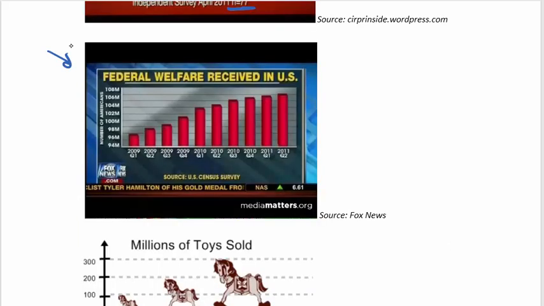Federal welfare received in the U.S. Let's take a look at this one and see what you think. Well, hopefully you caught on again. This is another compressed graph. We're starting at 94 million, not at 0. So it's making things look like they're growing like crazy when in fact this is a pretty steady increase there. But not as much as they're trying to make it look.